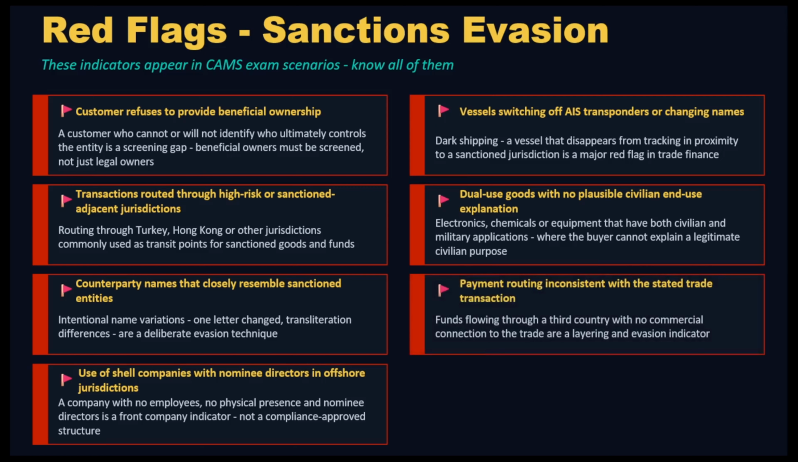Continue to hold the funds. Do not release without explicit authorization. And if money laundering is also suspected, file a STR, which must be separate. The two reporting obligations are independent.